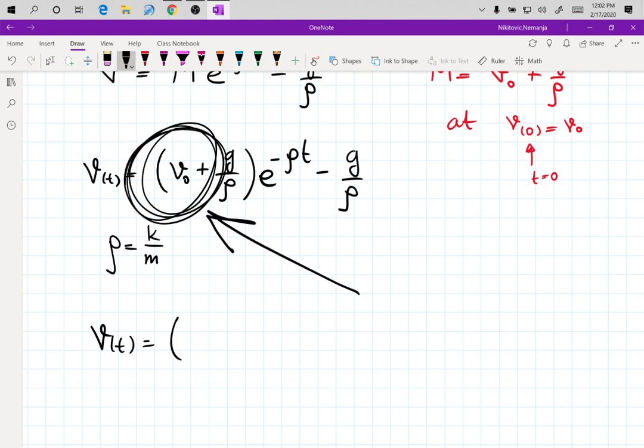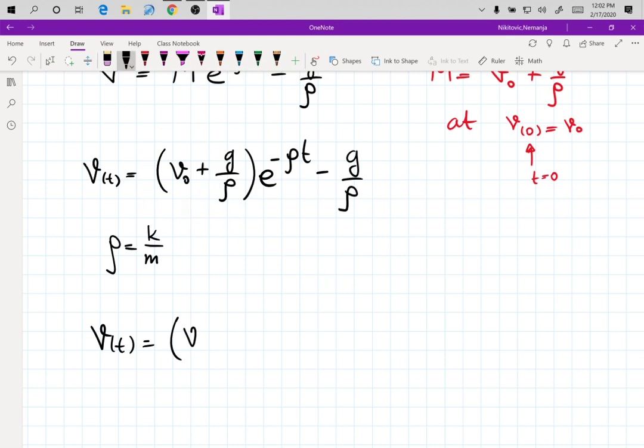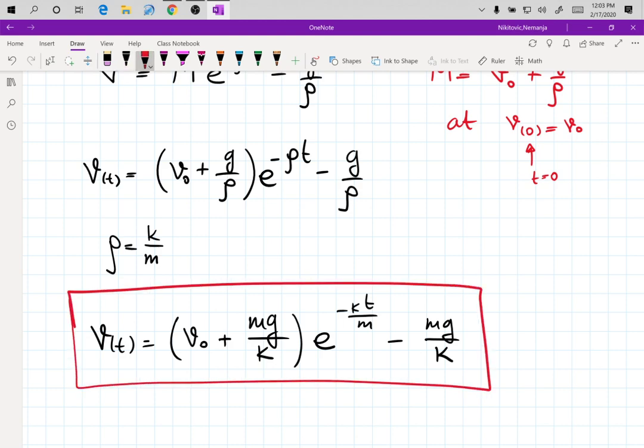That one right there, v0, I dropped the zero. So initial velocity plus, and now it should be gm or mg. Let's do mg. Mg over k, e to the negative kt over m, minus mg over k. And that's the model for the flight of the object.